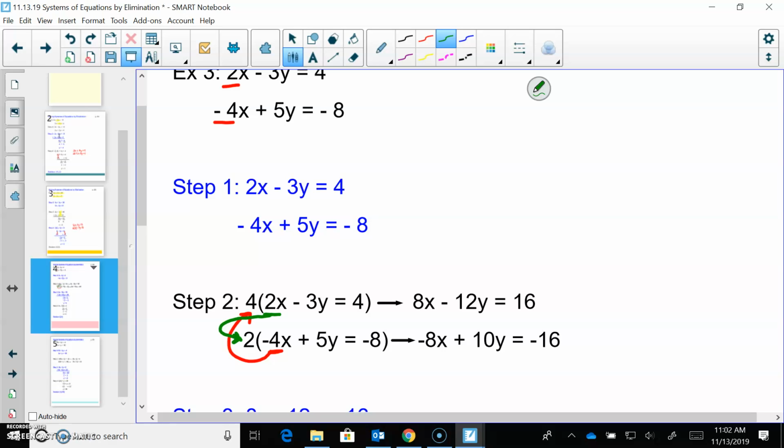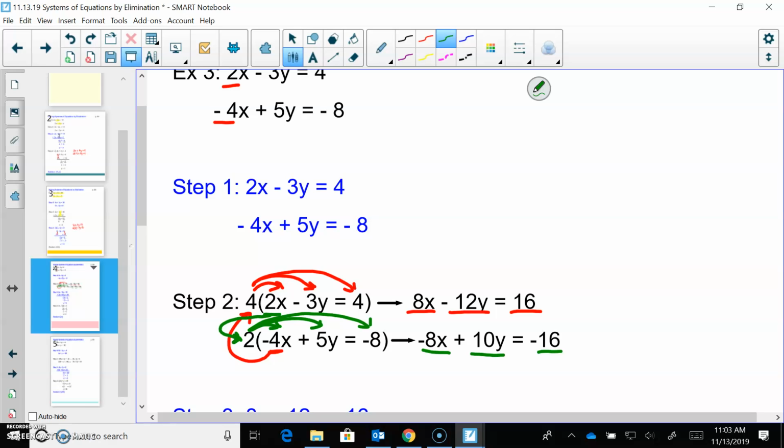When you distribute this 4 to everything on the inside, you get a new equation. So 4 times 2x gave me that 8x. 4 times negative 3y gave me the negative 12y. 4 times 4 gave me 16, so that's where those numbers came from. I have to do the same thing to the bottom equation. When I do 2 times negative 4x, that gives me negative 8x. When I do 2 times 5y, that gives me positive 10y. When I do 2 times negative 8, that's where that negative 16 came from. So that's what step 2 is.